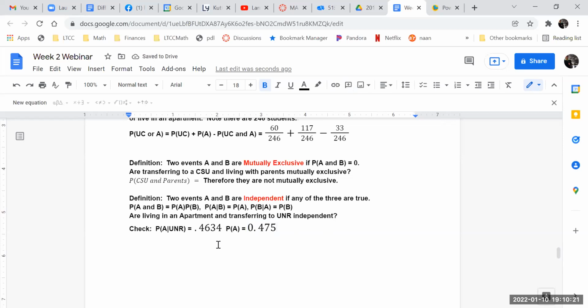Are these the same? Is the probability of A given UNR equal to the probability of A? This is an obvious question. No, they're not the same. So if you don't get the same answer, then we could say they're not independent. We can also say they're dependent. Any questions on the idea of being independent? Any questions?